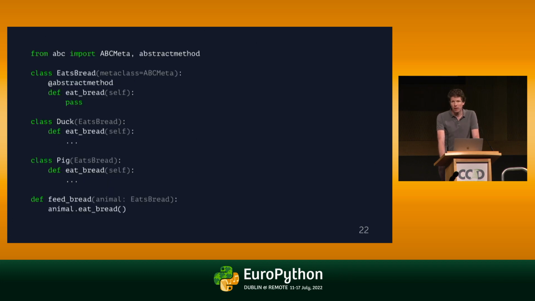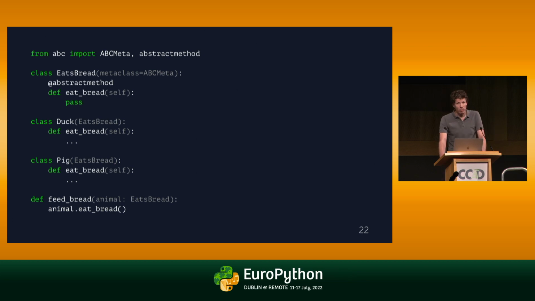Now suppose that we want to go back to the previous example with bread eating. Then we can make a base class that's called eats bread, that defines that all subclasses should have a method that is called eatBread. And then we can define duck and pig, both to inherit from this eatsBread base class. And now in the feedBread function, all we need to do is specify that this animal should be of type eatsBread. And then we know that animal can eat bread.